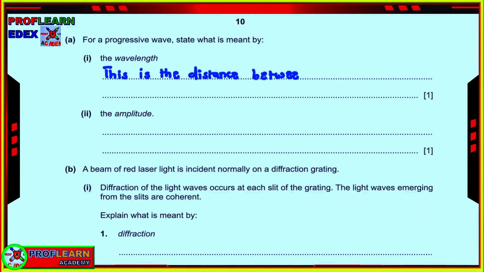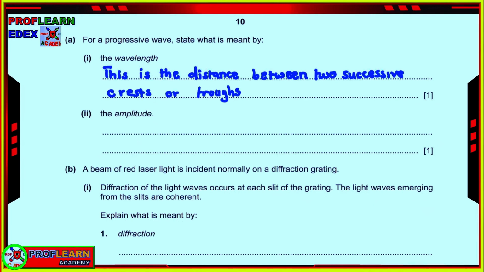If you are given an exam and you are supposed to define wavelength, amplitude, and diffraction, this is how you are going to go about it. For this question, we are told that the progressive wave, state what is meant by wavelength. We're going to say that wavelength is the distance between two successive crests or troughs.